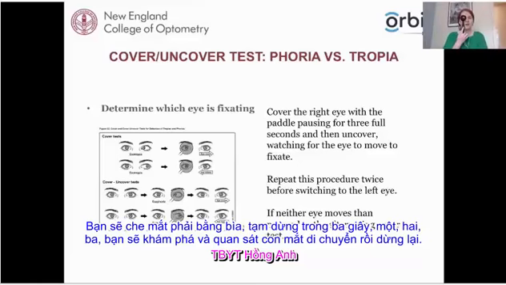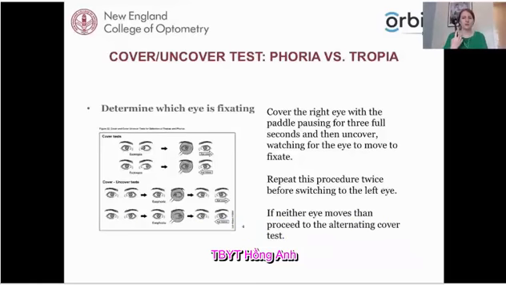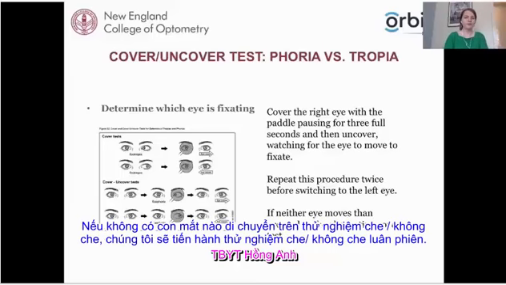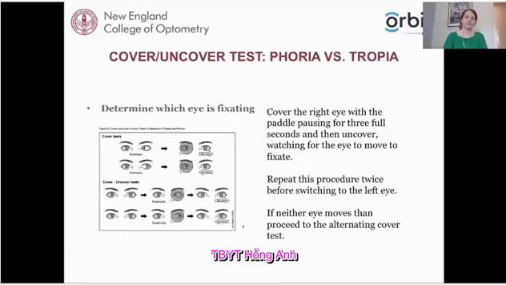You're going to cover the right eye with the paddle, pausing for 3 full seconds. 1, 2, 3. You're going to uncover and watch for the eye to move to fixate. Again, 1, 2, 3. Good. We're going to repeat that procedure twice before switching to the left eye. If neither eye moves on that cover-uncover test, then we're going to proceed to the alternating cover test.